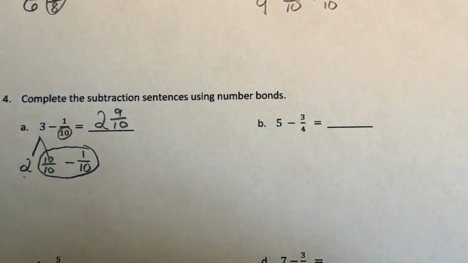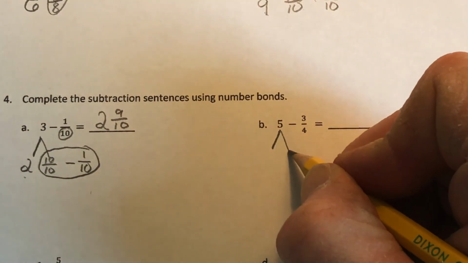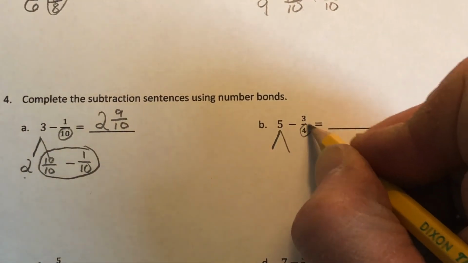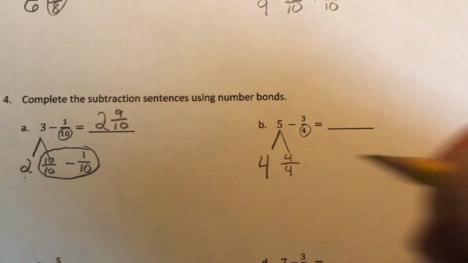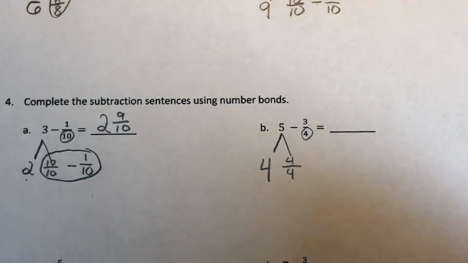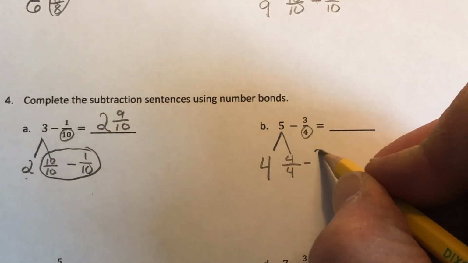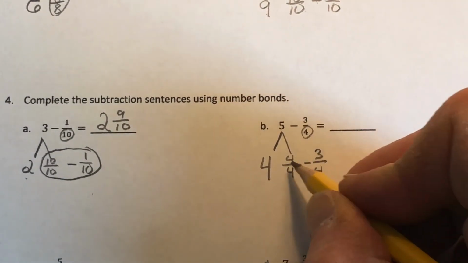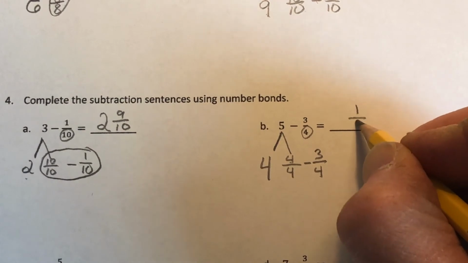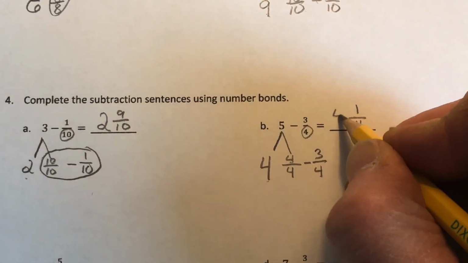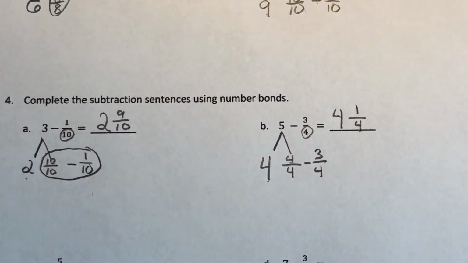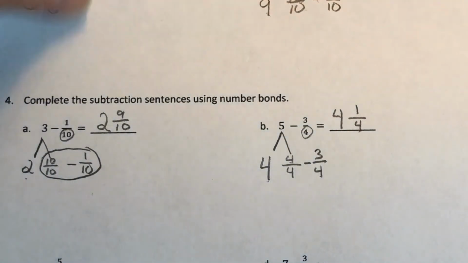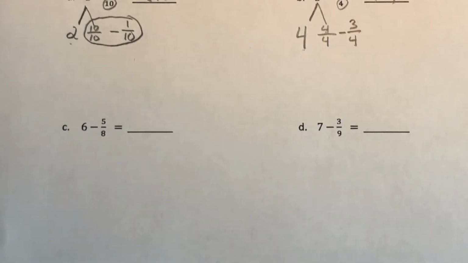Let's check out this one. I'm going to take one of my wholes and make it into 4/4. And then I've ended with 4 there, okay? So now I subtract 3/4 from 4/4. 4 minus 3 is 1/4. So I have 4 1/4. So 5 wholes minus 3/4 ends up with 4 1/4. Pretty cool. It's kind of fun once you get it.